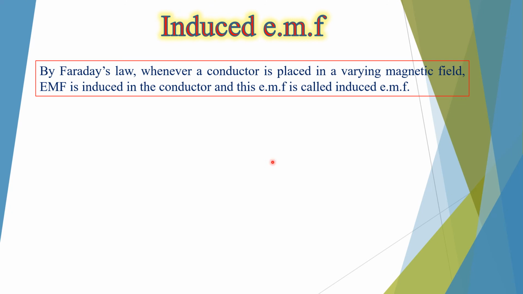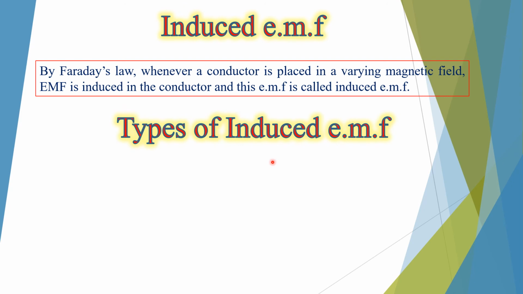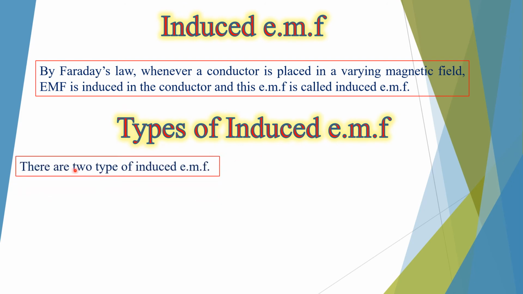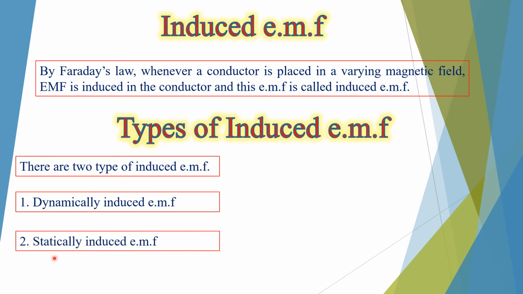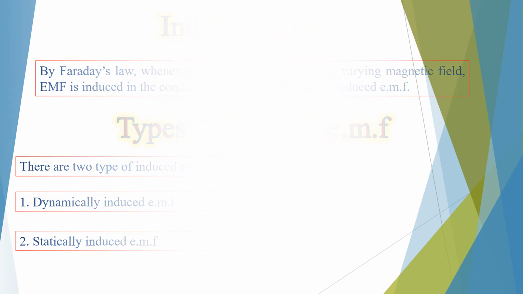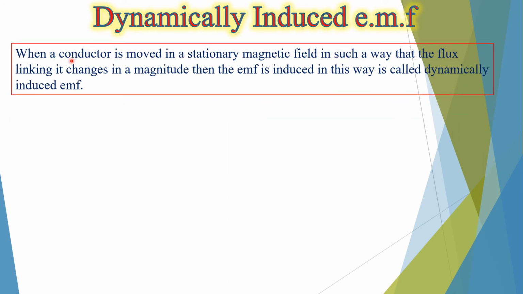So we have types of induced EMF. There are two types of induced EMF. First is dynamically induced EMF and second is statically induced EMF. Dynamically induced EMF. When a conductor is moved in a stationary magnetic field in such a way that the flux linking it changes in magnitude, then the EMF is induced in this way.